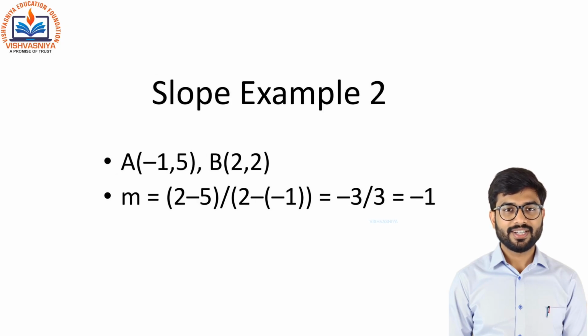Example 2, points A (minus 1, 5) and B (2, 2). y2 minus y1 equals 2 minus 5 equals minus 3. x2 minus x1 equals 2 minus (minus 1) equals 3. So slope m equals minus 3 upon 3 equals minus 1. So slope can be positive or negative depending on the tilt.